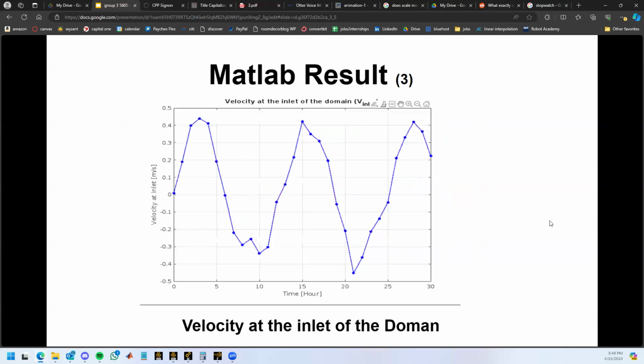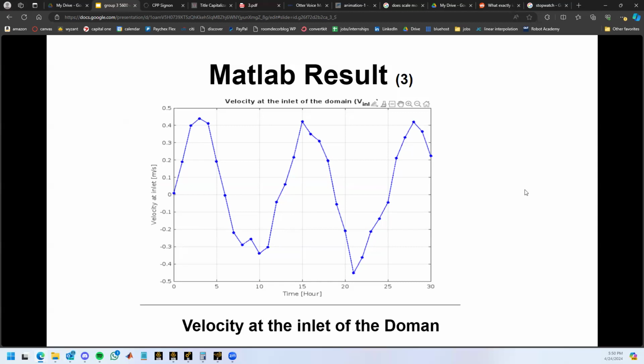And the next graph indicates the velocity at the inlet of the domain over 30 hours. I can clearly see that the pattern is periodic, and the velocity crosses the zero line repeatedly, indicating an alternating direction of the flow.